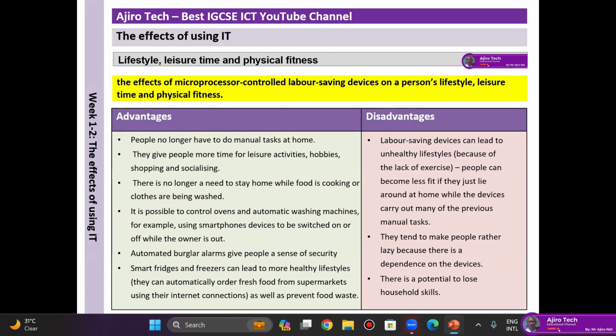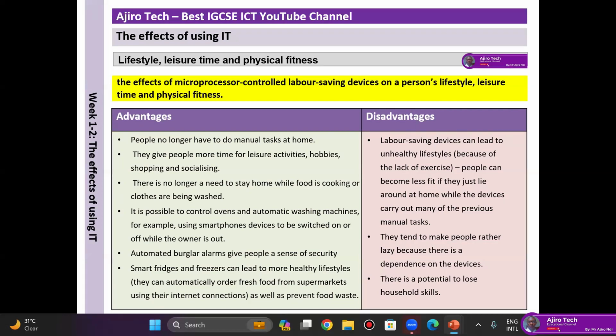The next one that we're talking about is the automated burglar alarm, which gives people a sense of security. Now, talking about a sense of security, it can also warn you if you're having intruders coming into your house. So it gives you that warning at all times, probably to also alert security as much as possible if people are coming into your home.